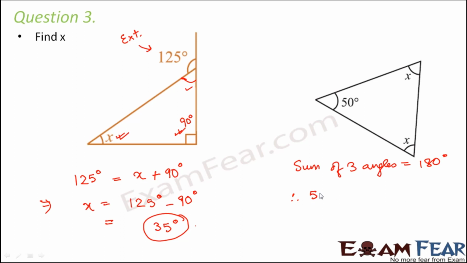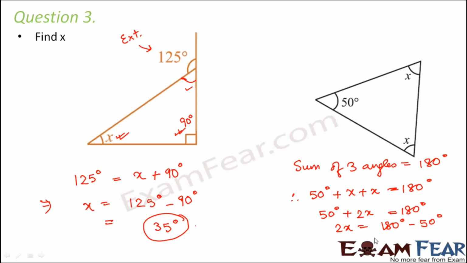So we can write 50 degrees plus X plus X is equal to 180 degrees. Or we can say 50 degrees plus 2x is equal to 180 degrees. Or 2x is equal to 180 degrees minus 50 degrees. So 2x is equal to 180 minus 50, which is 130 degrees. Or we can say x is equal to 130 divided by 2, which is 65. So the value of x is equal to 65 degrees.